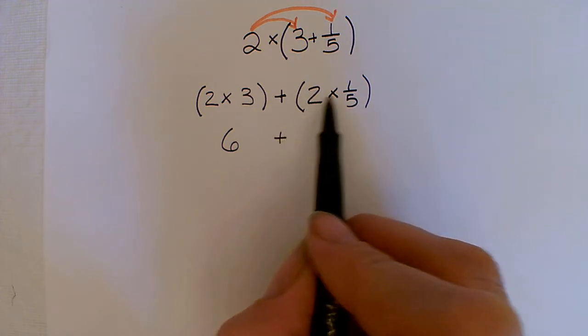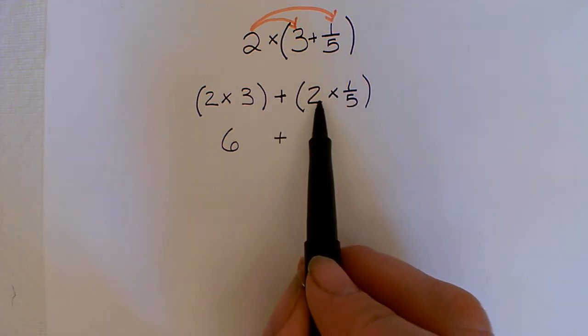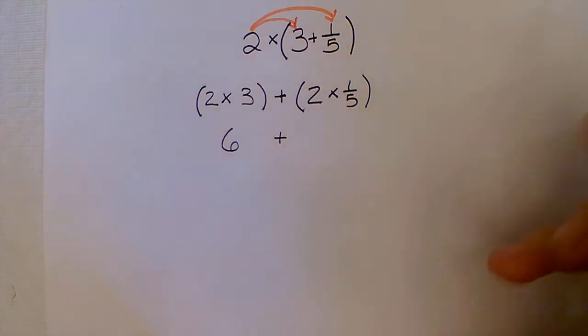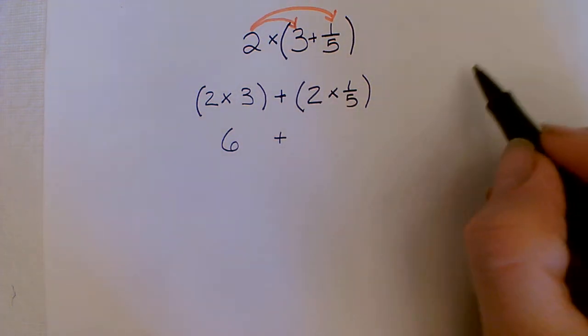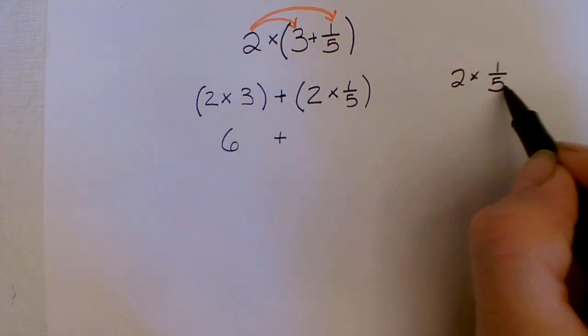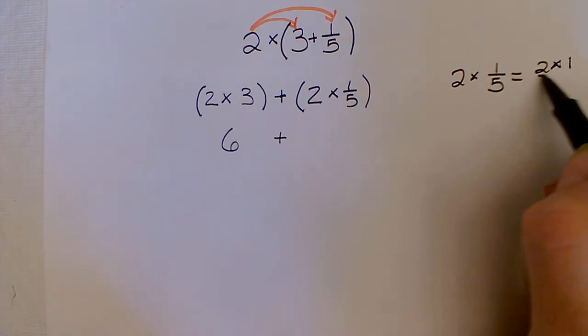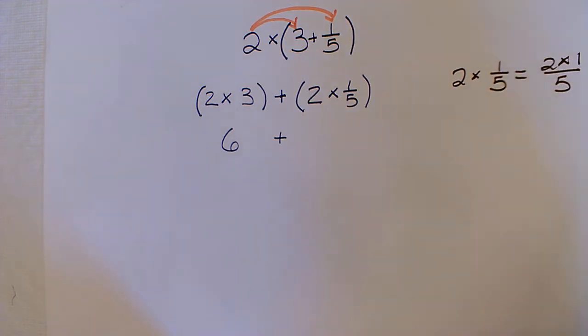And then here I'm going to do 2 times 1/5, which we know from yesterday's lesson is I could just say 2 times 1, and I'm going to do this on the side just to remind you. So we have 2 times 1/5. And the way that we thought about this was that that was equal to 2 times 1 divided by 5.